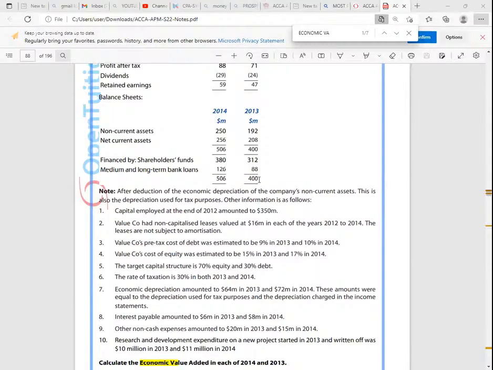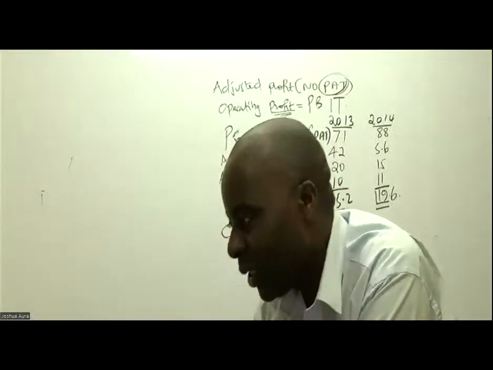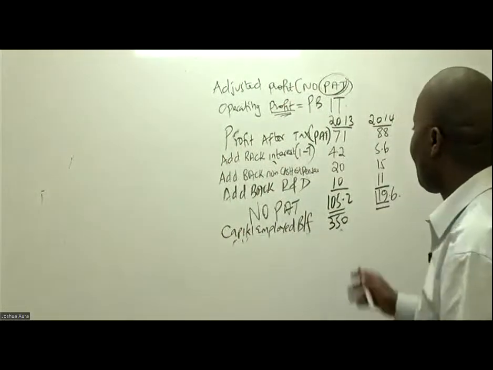The assets in 2013, I would have picked this 400 for 2013, and for 2014, I would have picked 506. But you see now this examiner has brought in confusion. He has given me the capital employed at the beginning of 2013, which is 350. So then, using this information that we have here, can somebody tell me what capital employed will I book as capital employed at the beginning of 2014? Which capital shall I book forward here?